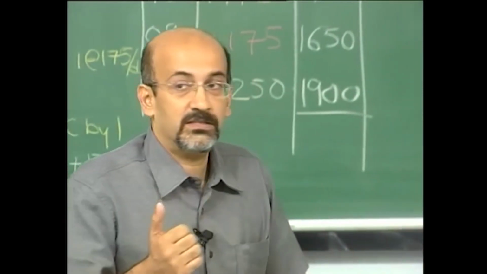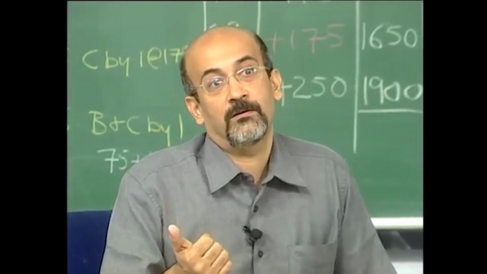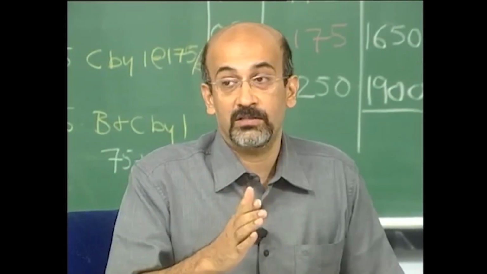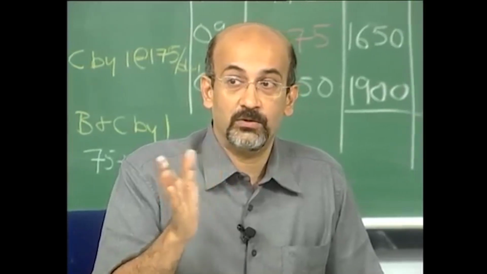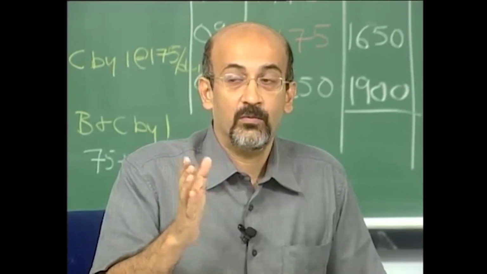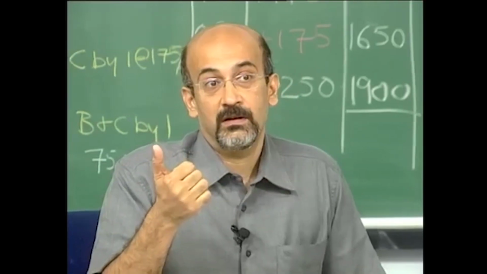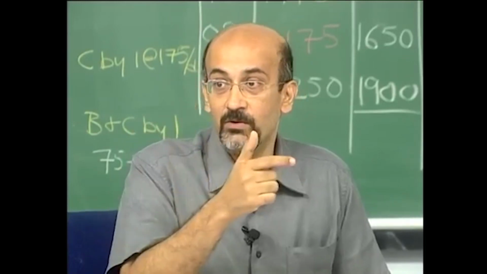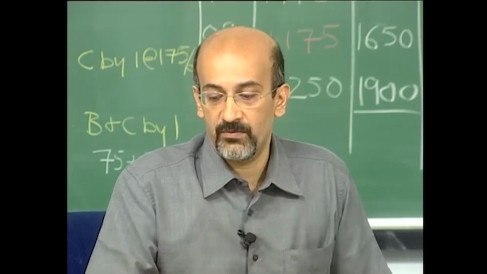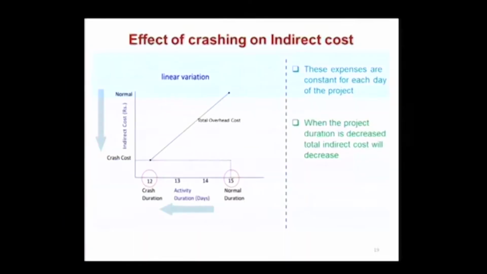So how is the direct cost changing? The direct cost is increasing with decreasing project duration. The indirect cost is decreasing with decreasing project duration. So now there should be some area in between where the total project cost, which is direct cost plus indirect cost, will reach an optimum or a minimum value. Let us see how this behavior takes place.